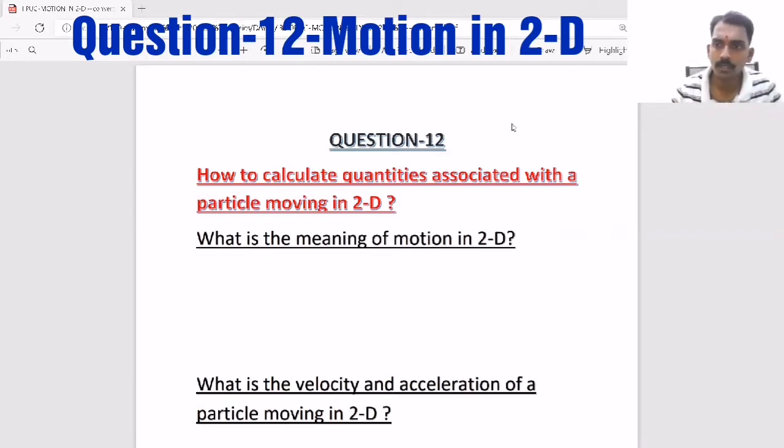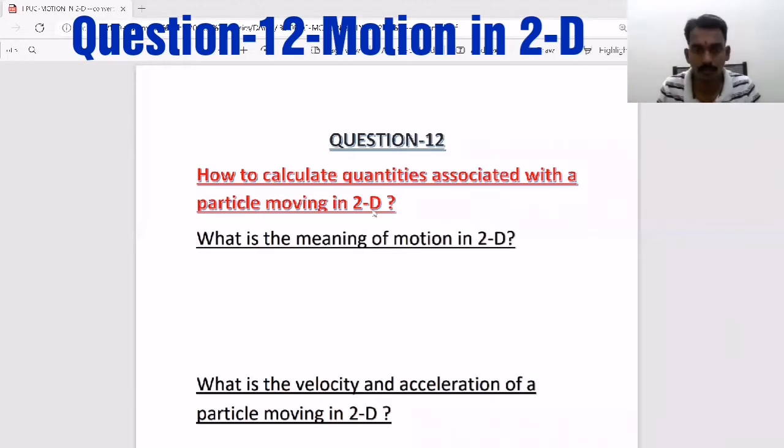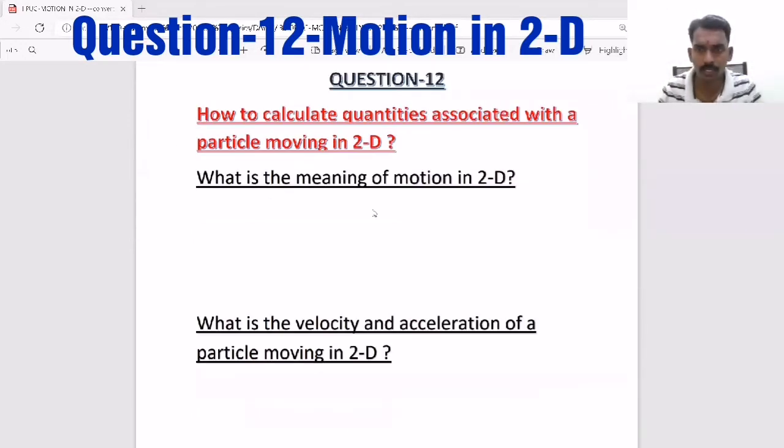Now we are going to study question number 12, which is related to motion in two dimension. How to deal with motion in two dimension, or how to determine various quantities associated with a particle moving in two dimension. First of all, what is the meaning of motion in two dimension? So the very first thing here, what is motion in two dimension?